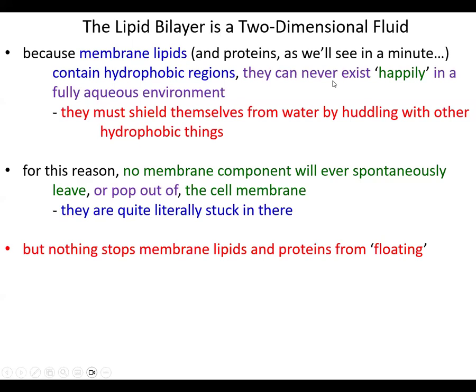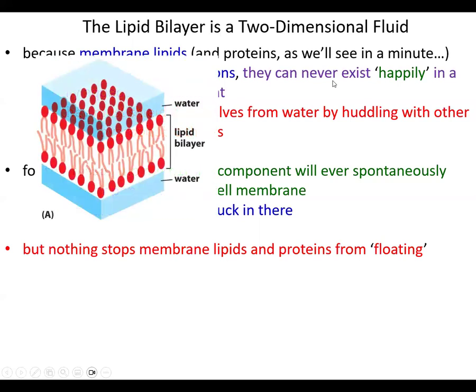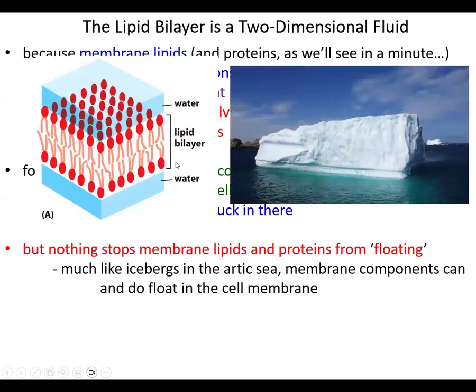Now, all of that said, there's no force that's stopping membrane lipids and membrane proteins from floating laterally in a membrane. Now, they can't pop up to leave the membrane, or these phospholipids can't pop down to leave the membrane, but there's nothing stopping these phospholipids from floating within their plane, very much like icebergs float in the sea. What do we mean by this? Floating forwards, backwards, left or right.